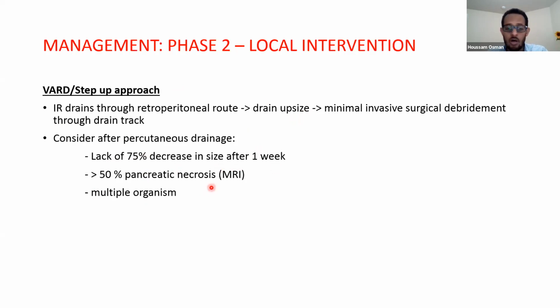As I said, MRI, I use MRI a lot. Or if there's multiple organisms, when you put the drain and you send it for culture, there's multiple organisms, you should think that my percutaneous approach may not work.